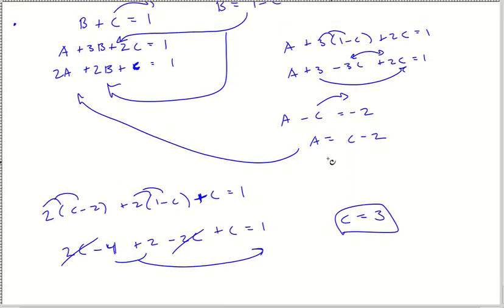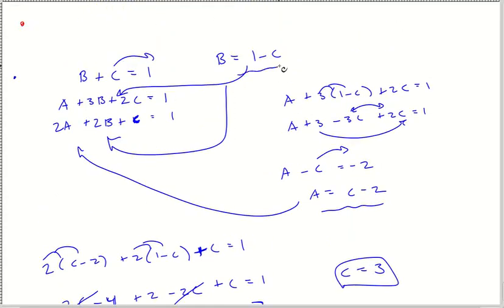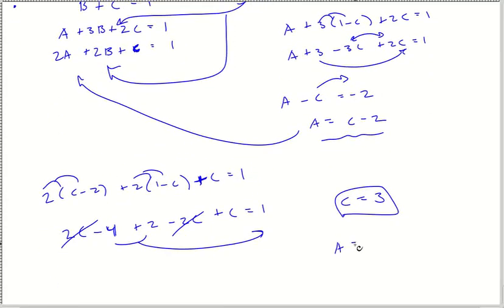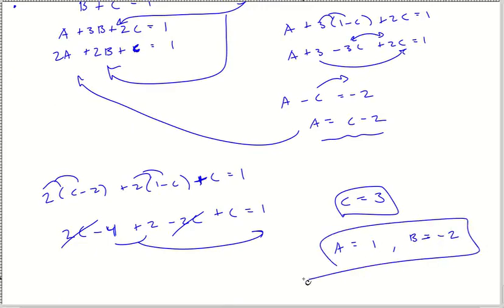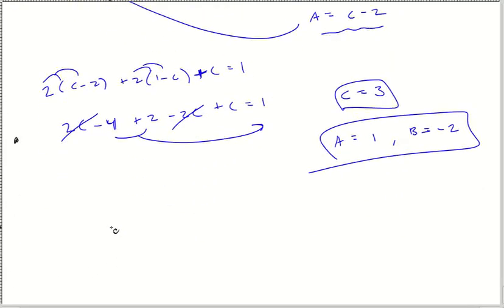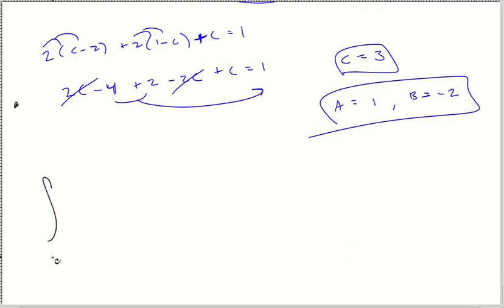Oh, now I can go back and plug it in here and here. And what I get is my A is equal to 1. And my B is equal to negative 2. Okay. We did it. Whew, man, that was so much work. Not done. Not done. We haven't done calculus at all. Integral 0 to 3 of all this stuff.